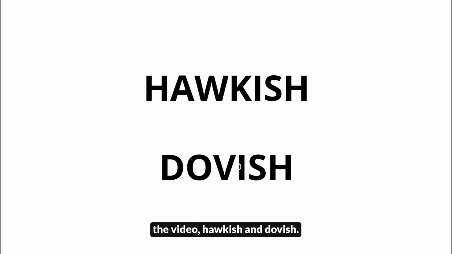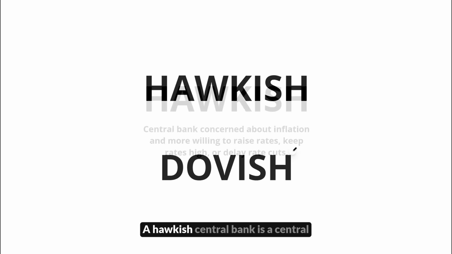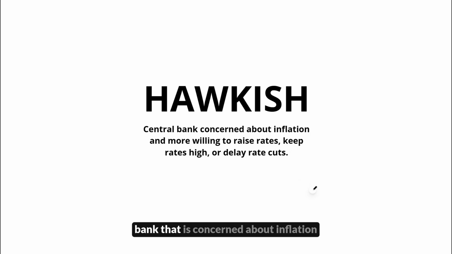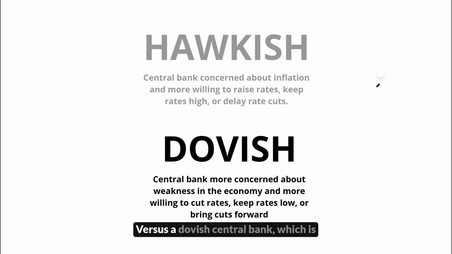Okay, now you heard me say these two words already throughout the video, hawkish and dovish. These words sound like unnecessary financial vocabulary, but these ideas are useful and very simple. A hawkish central bank is a central bank that is concerned about inflation and more willing to hike interest rates, keeping interest rates high or even maybe delaying rate cuts, versus a dovish central bank, which is a central bank that is more concerned about weakness in the economy, in the labor market, or in inflation, and wants to keep interest rates low or maybe even cut interest rates.